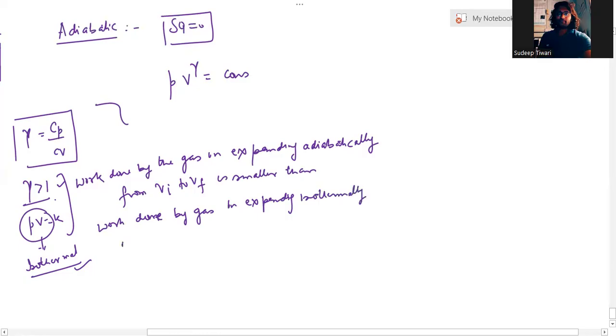Because you have to remember, how would you write the expression of work? The expression of work will be written by PdV. And instead of P, I will have to write some constant times division by volume. Now, in the adiabatic condition, this is PV raised to power gamma, and gamma is obviously greater than 1. So the work done by the gas in expanding adiabatically will be lesser than the work done by the gas expanding under isothermal condition. That you have to remember.